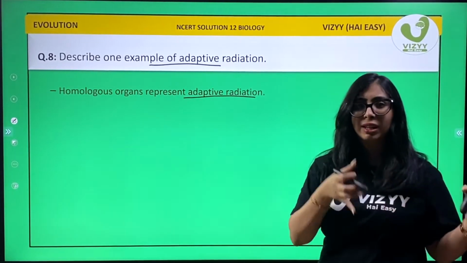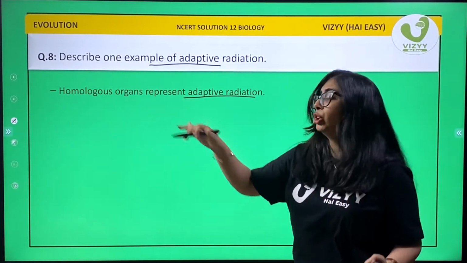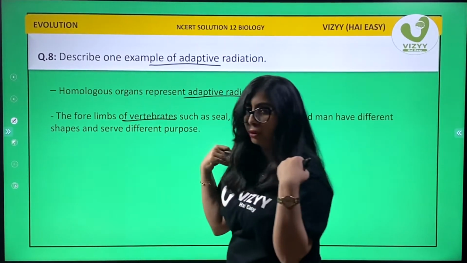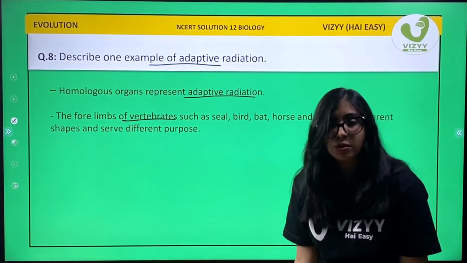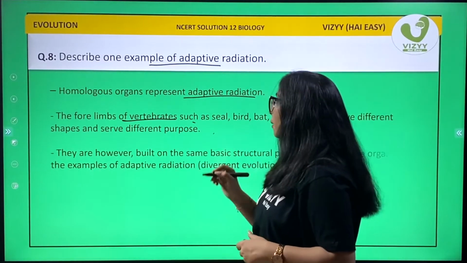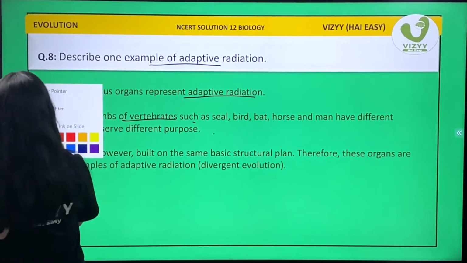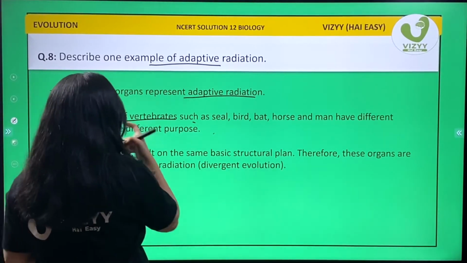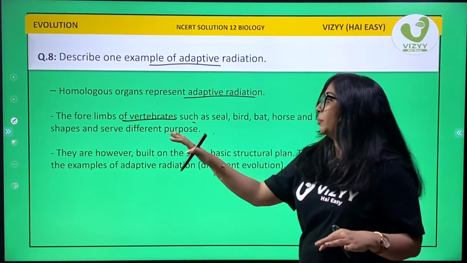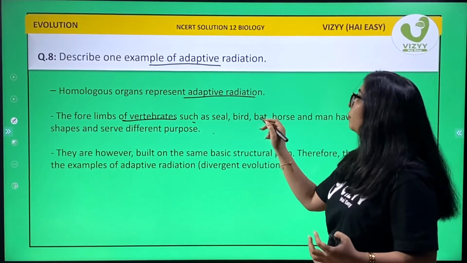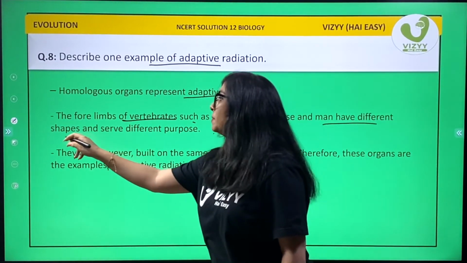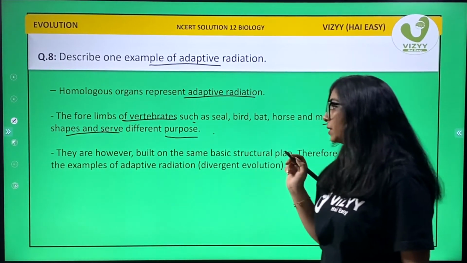Homologous means something that is similar. Similar what? Organs. So, the 4 limbs of vertebrates. Our 4 limbs: 2 hands, 2 legs. Oh, okay, just 2 hands. Such as seal. 4 limbs of vertebrates such as seal, bird, bat, horse and man have different shapes and serve different purposes.